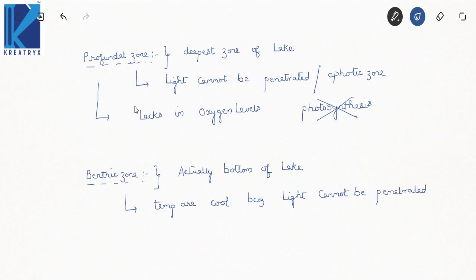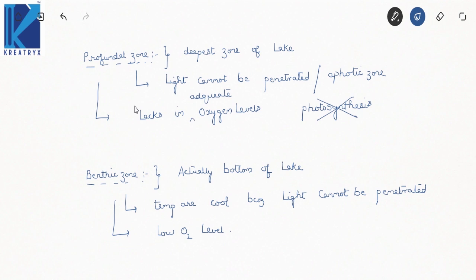Right, and this zone contains low oxygen levels. Now we will be clear on this, right? In the profundal zone, lack of adequate oxygen levels will be the correct word, right? So that will be very clear for you.